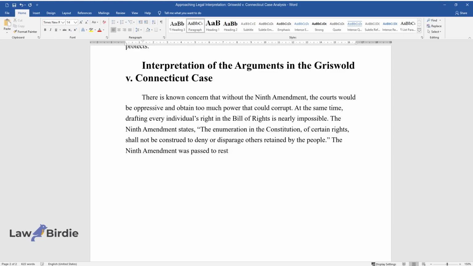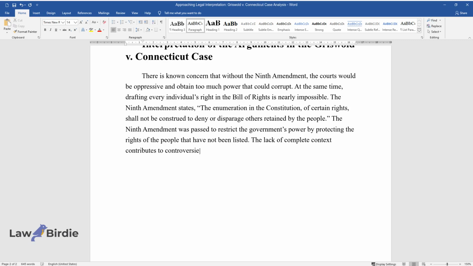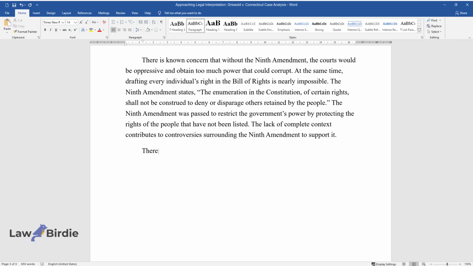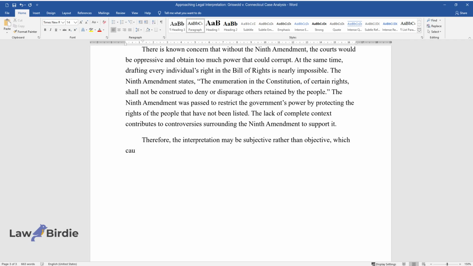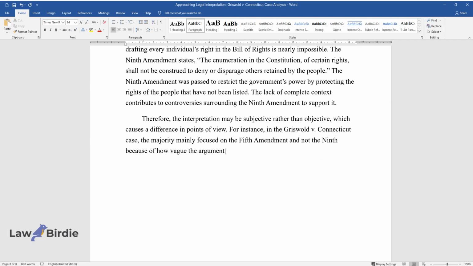The Ninth Amendment was passed to restrict the government's power by protecting the rights of the people that have not been listed. The lack of complete context contributes to controversies surrounding the Ninth Amendment. Therefore, the interpretation may be subjective rather than objective, which causes a difference in points of view. For instance, in the Griswold vs. Connecticut case, the majority mainly focused on the Fifth Amendment and not the Ninth because of how vague the arguments would come off when used.